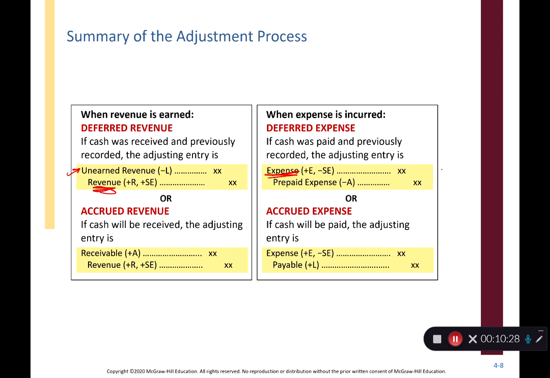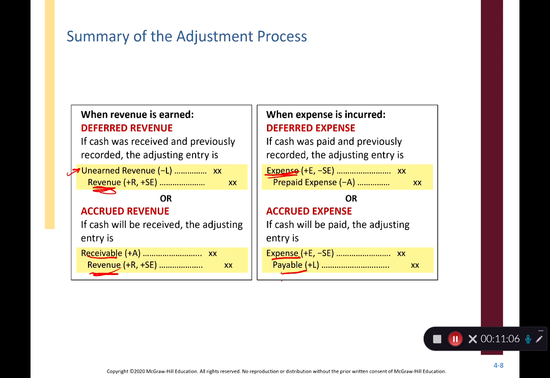With accrued revenue, it means cash comes after. So we earned something. I provide you a good or service, so I earned it, revenue. And then I haven't received the money yet, so boom, receivable asset goes up. That should make logical sense. I've earned it, that means revenue. I haven't received it, so I have a receivable. With an accrued expense, I use something, use expense, but I haven't paid it, so I owe it. I have a payable. I've used it, expense. I haven't paid it, I have a payable.